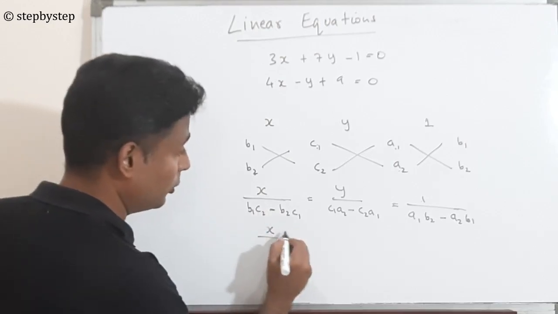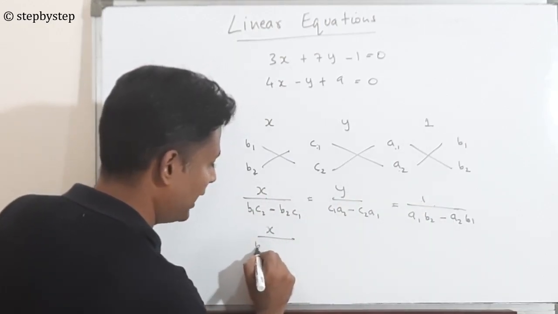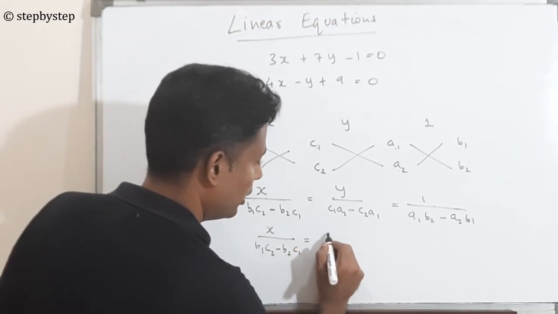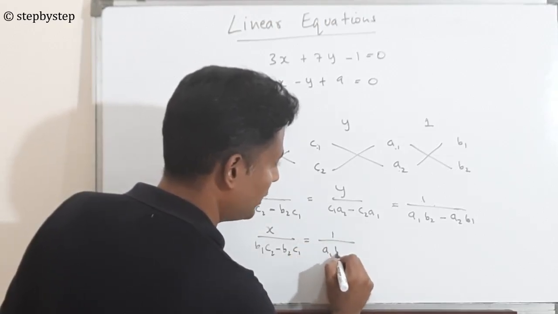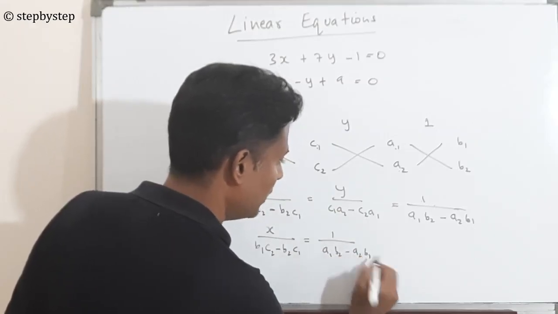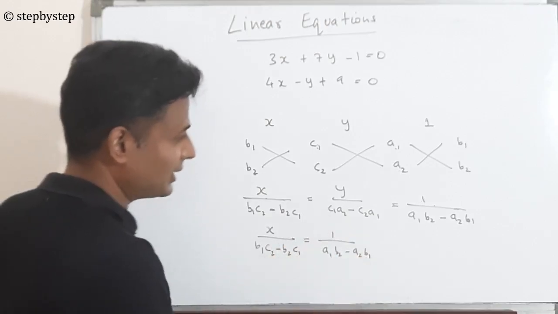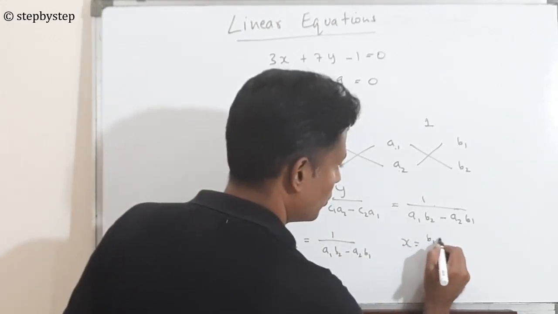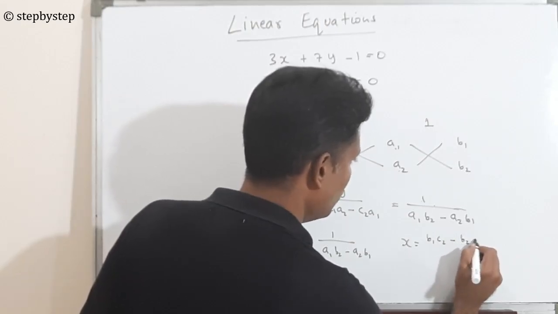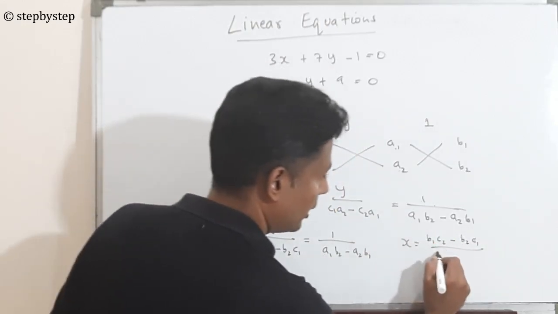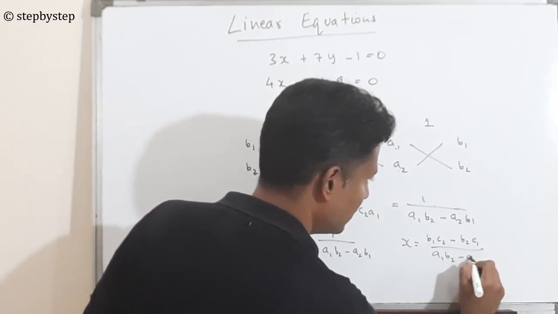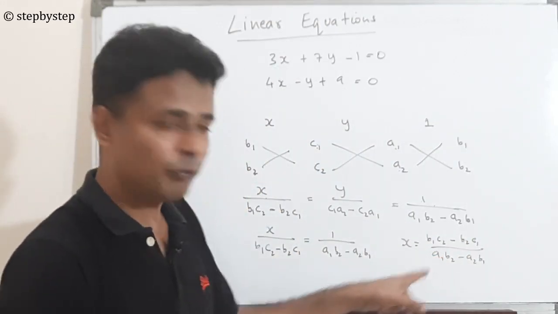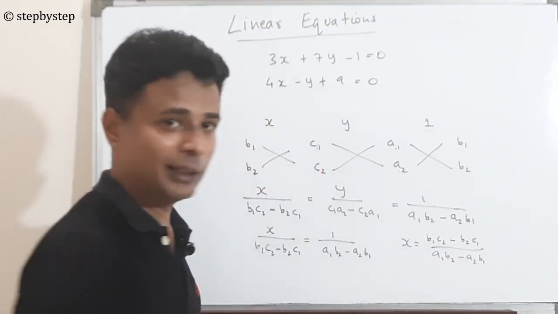Now to find x, what will I use? This equal to this. So x by B1 C2 minus B2 C1 equal to 1 by A1 B2 minus A2 B1. So what will I get? I transpose this on the other side. What will I get? X equal to B1 C2 minus B2 C1 by A1 B2 minus A2 B1. This whole thing into 1 will be itself. Now I have got this formula. So substituting, I can find the value of x.